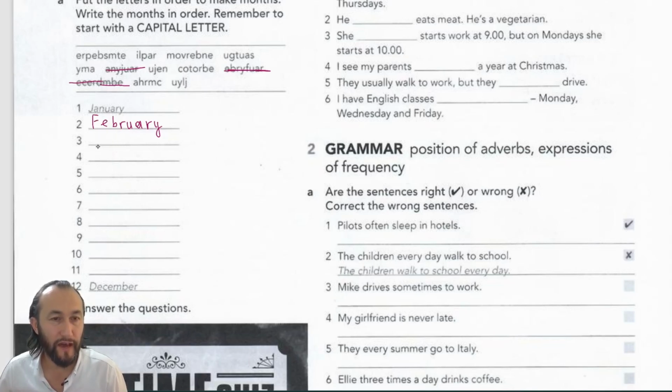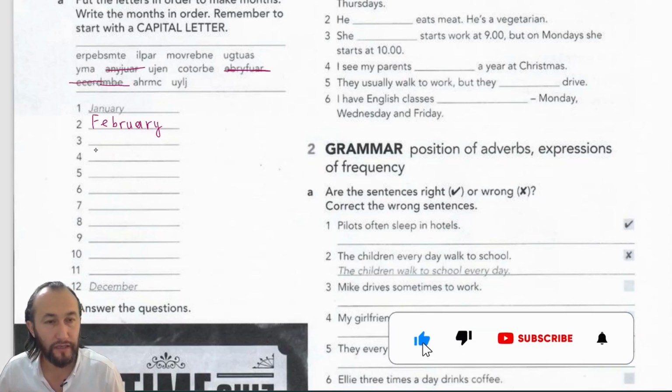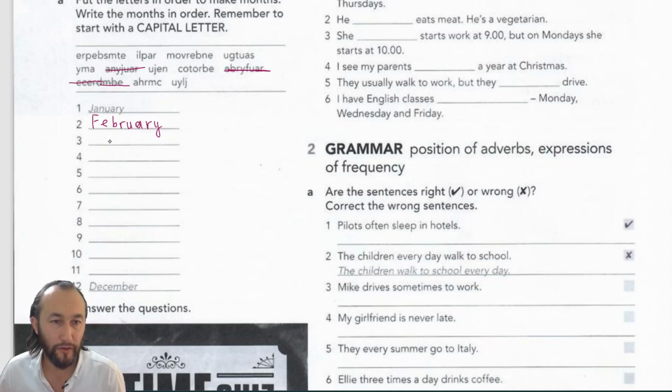Look at that, February. There's another way of saying it. If you want to really say it easily, you can just say February. February, that's also fine. All right. So January, February, and after that, March.